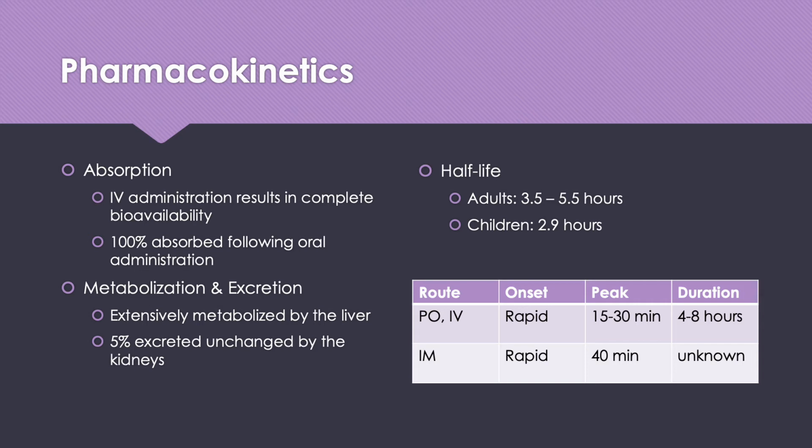The pharmacokinetics of Ondansetron: the IV administration results in complete bioavailability, and 100% is absorbed following oral administration. It is extensively metabolized by the liver, and about 5% is excreted unchanged by the kidneys. It has a half-life in adults of 3.5 to 5.5 hours, and in children 2.9 hours. So the route, PO or IV, has a very rapid onset. Its peak is about 15 to 30 minutes and lasts for 48 hours. IM also has very rapid onset with a peak after 40 minutes, and the duration is unknown.